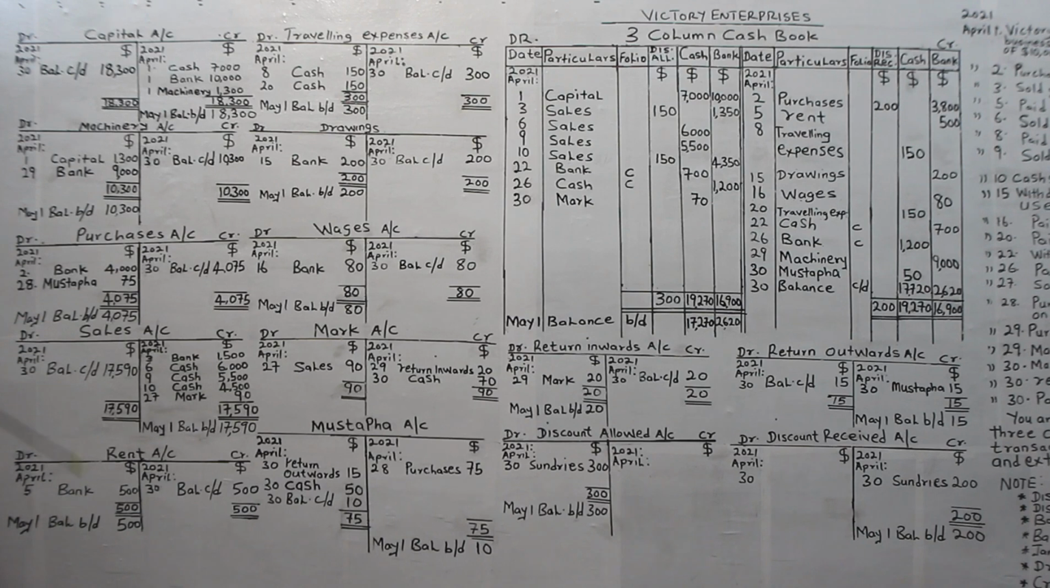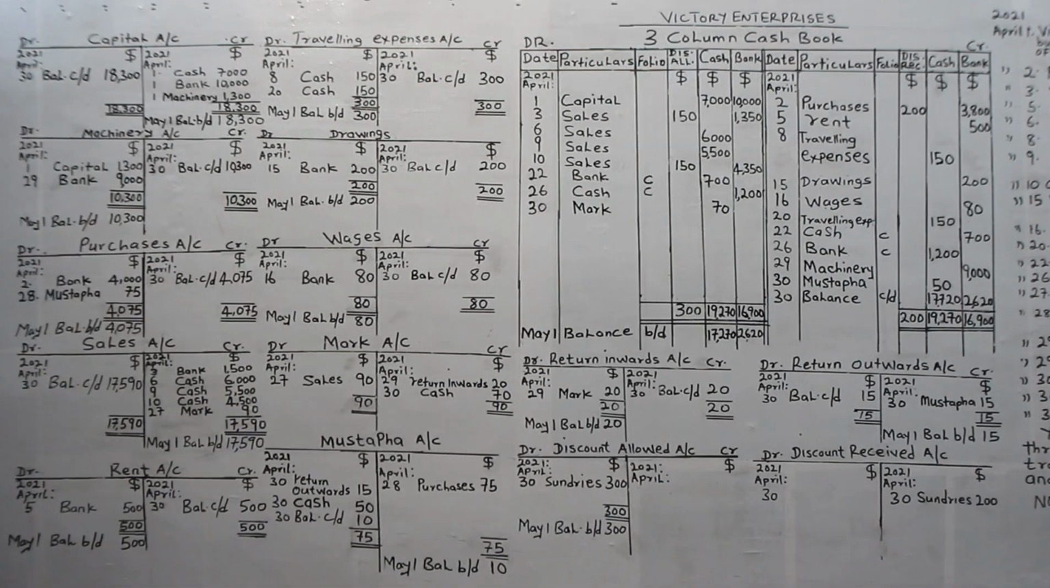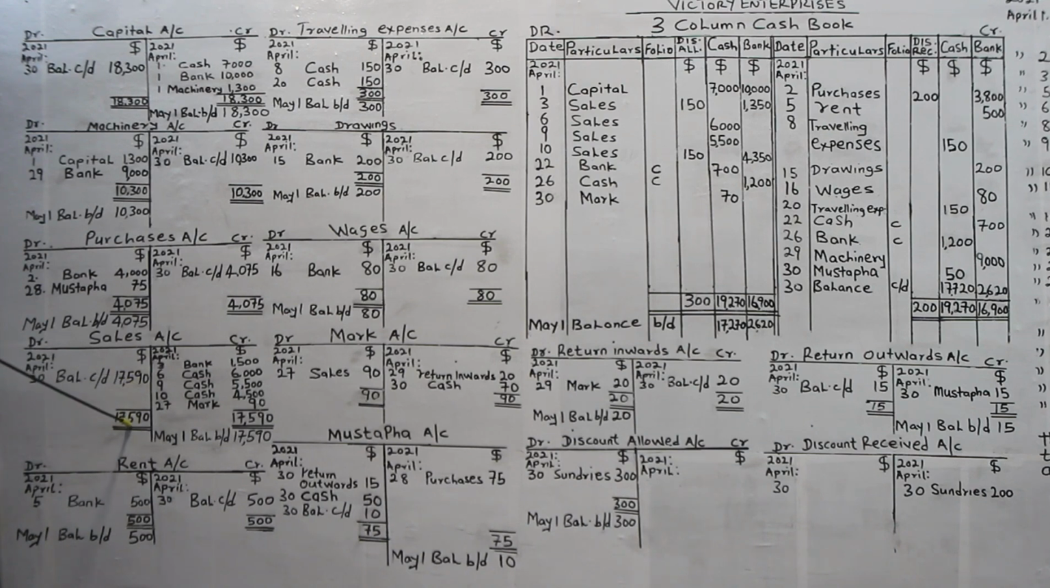To balance the sales account, the total amount received from sales, both cash, bank, and credit sales, is 17,590. Then the 17,590 is taken to the debit side of the sales account and it becomes the balance carried down for 30th April 2021. Then the 17,590 is brought down and closed here in the same line with this. And finally, the balance carried down on the debit side comes to the credit side of the sales account under the closed figure and becomes the balance brought down for May 1st, 2021.